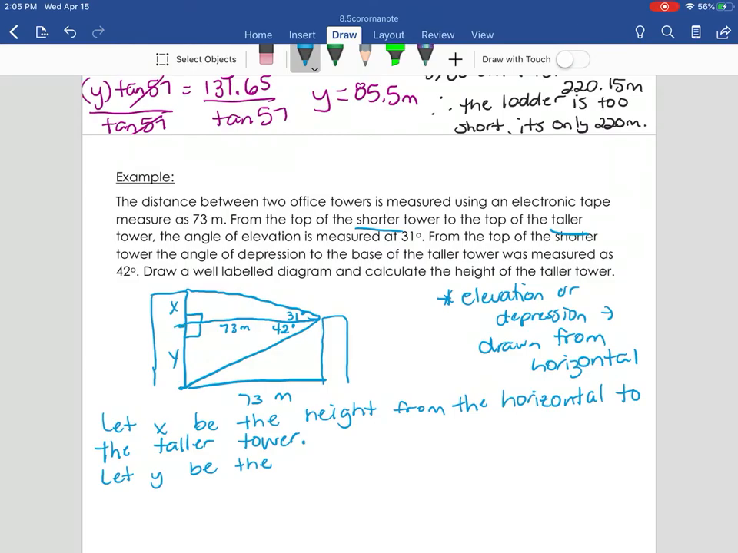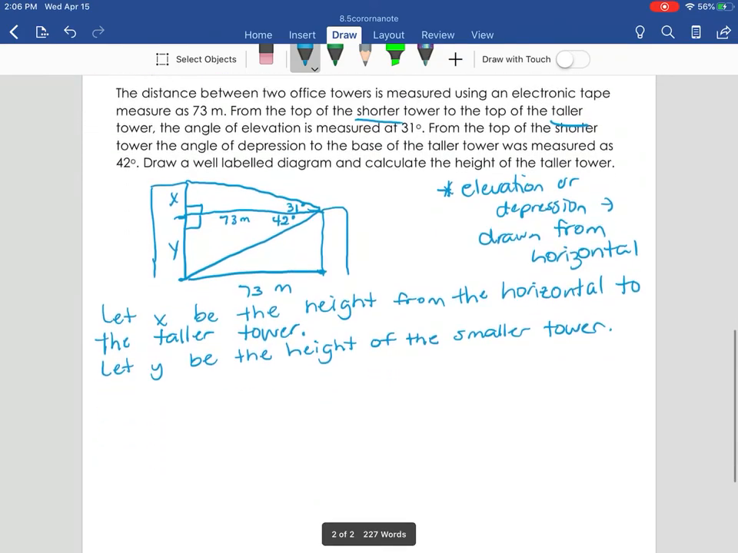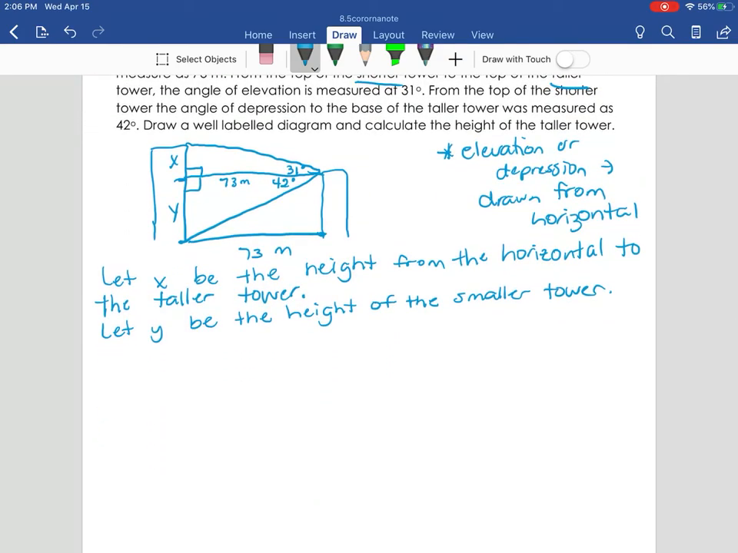Again, this picture looks weird, but if you look at what Y is, this distance here, that's actually the height of the smaller tower. But again, you could write that like the distance from the horizontal to the ground. Same thing, okay? All right, so we're going to solve for x first.